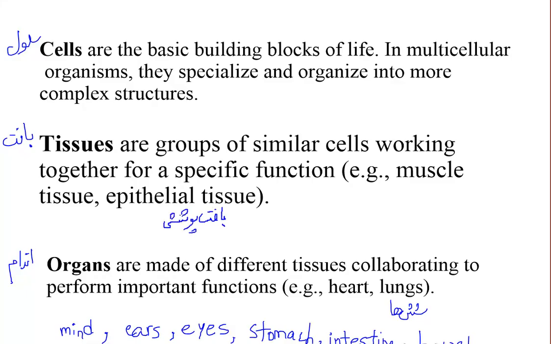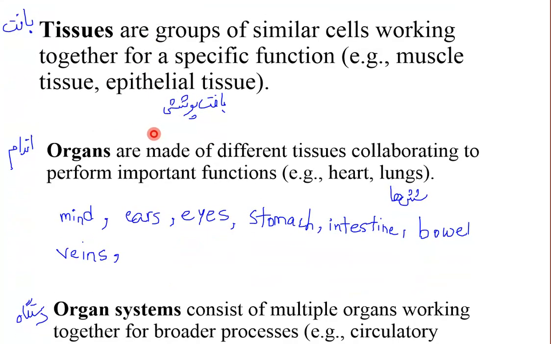Okay, and then the next step, there's a hierarchy here. The next step is organs. Organs are made of different tissues collaborating to perform important functions. In Farsi, we say "andam" or "uzv". For example, heart, lungs, these are organs of the body.